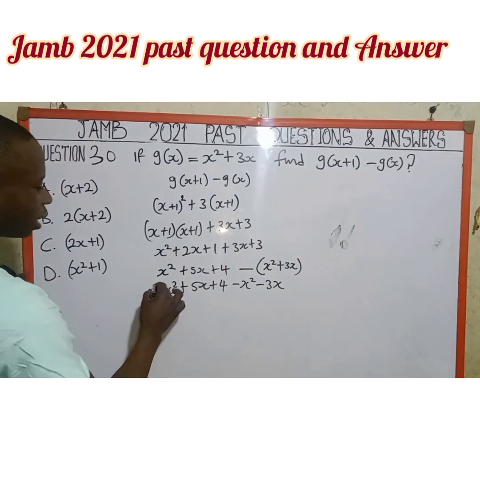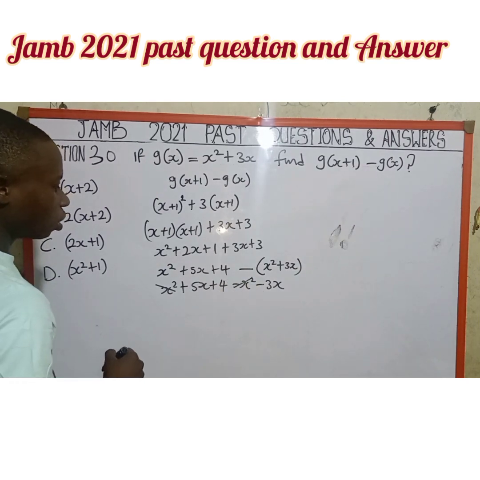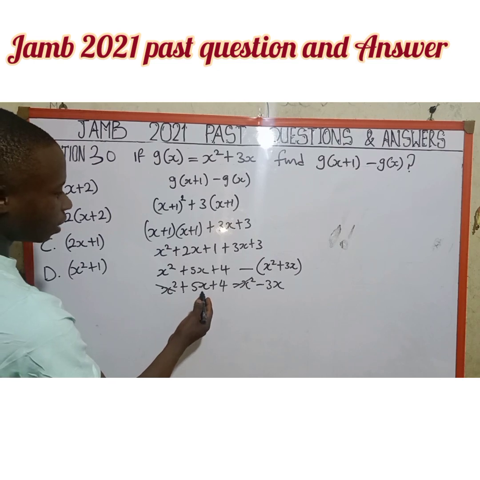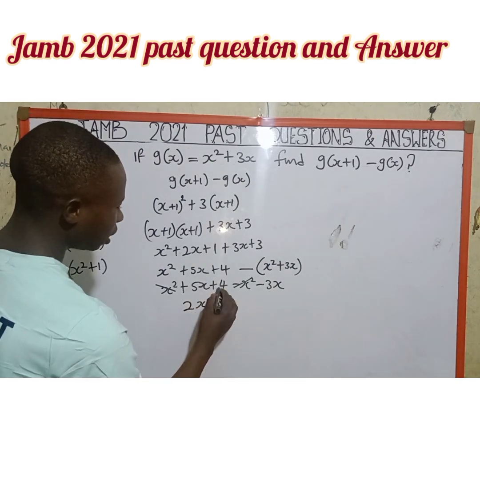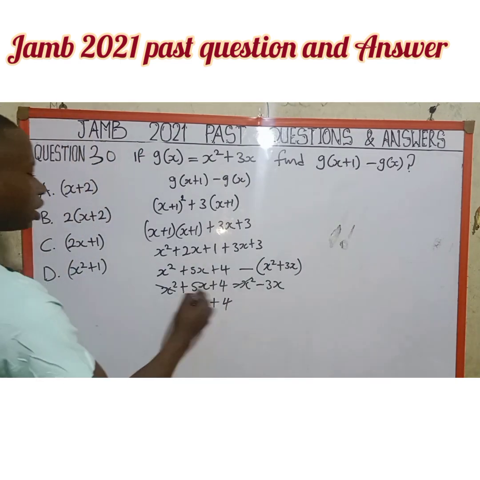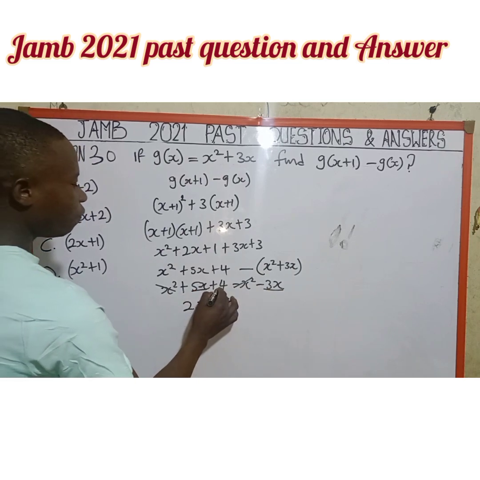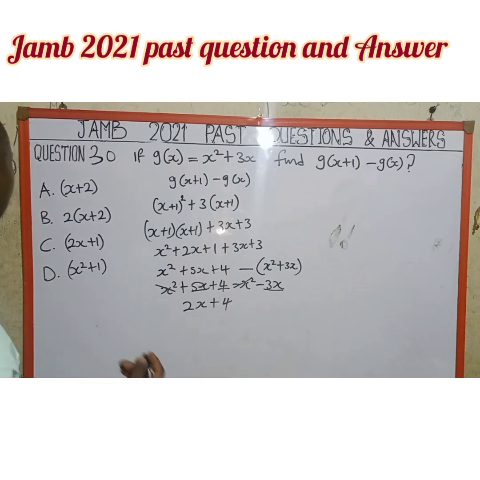From here, if you look, this is positive s squared and this is negative s squared, so they cancel. So we are going to have 5s minus 3s, which gives 2s, then plus 4. This is the only thing that remains. 5s minus 3s is 2s, then the 4. We have the answer as 2s plus 4. And if you look at the options, there is no 2s plus 4.